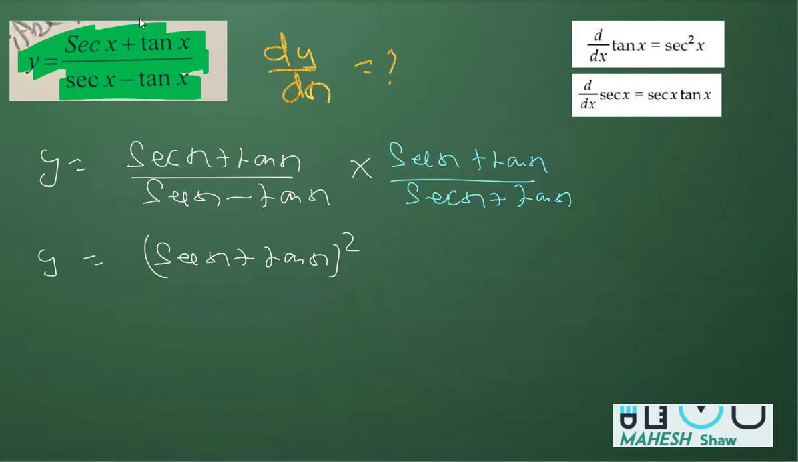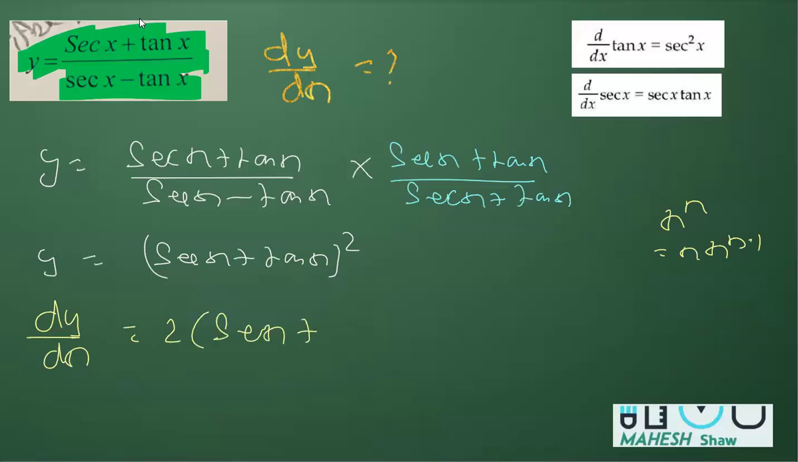Now, if I apply derivative here, differentiating both sides with respect to x, it's going to be dy by dx. Applying this property, that is, x raised to the power n, derivative is n x raised to the power n minus 1, we can write 2 times (sec x plus tan x). That means like we have x square derivative is 2x. And by chain rule, we'll be finding the derivative of the other part.